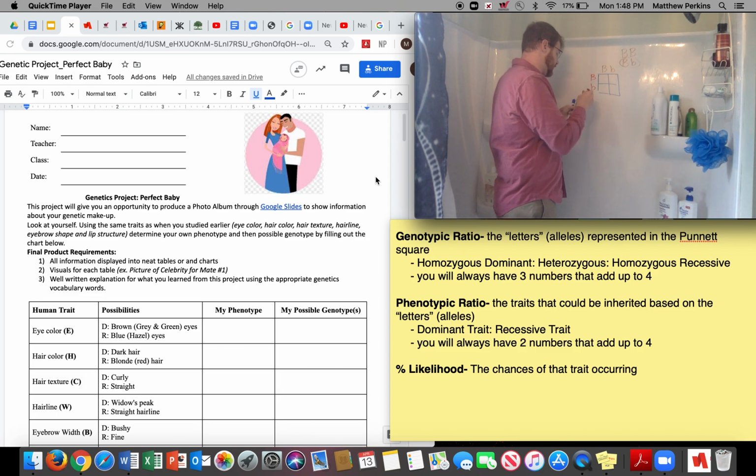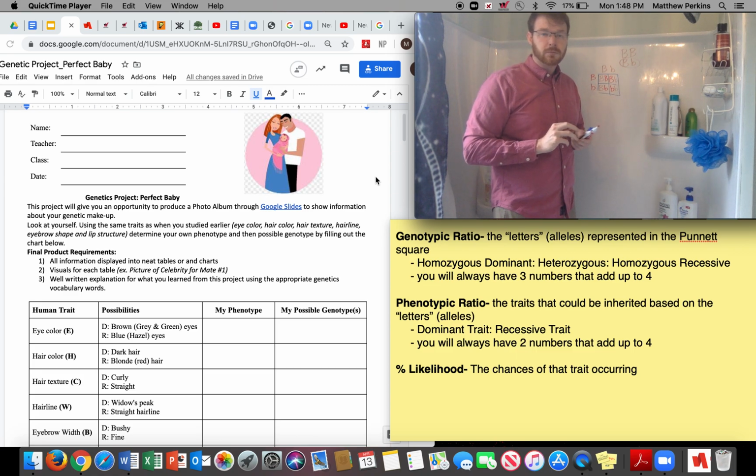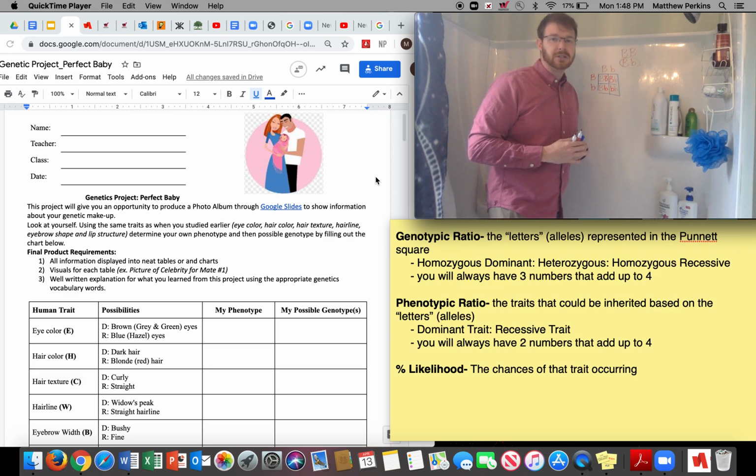So in this top square right here, I'm going to have capital B, capital B. In this square over here, I'm going to have a capital B and a lowercase b. This square down here, I'm going to have a capital B and a lowercase b. And in this square down here, I'm going to have a lowercase b, lowercase b. So, in today's lesson, we're going to talk about those genotypic and phenotypic ratios.